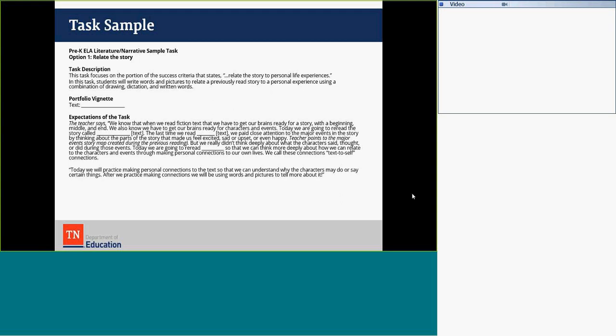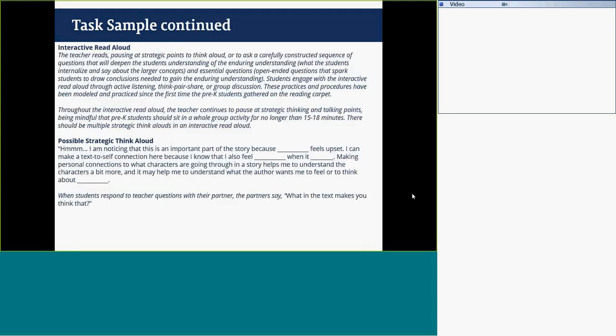So again, this is a draft. It will look different in the final, but those are the parts I just walked you through. The expectations of the task include a script that teachers can use for the actual task, and it brings to light some important things to remember about interactive read aloud and possible places to stop in the read aloud. And through all of this, we highly encourage teachers to read and study the Tennessee Literacy document. The resource guide has a link to that document, and all of the practices that are shared in the vignette here can also be found in more detail in the Tennessee Literacy document.